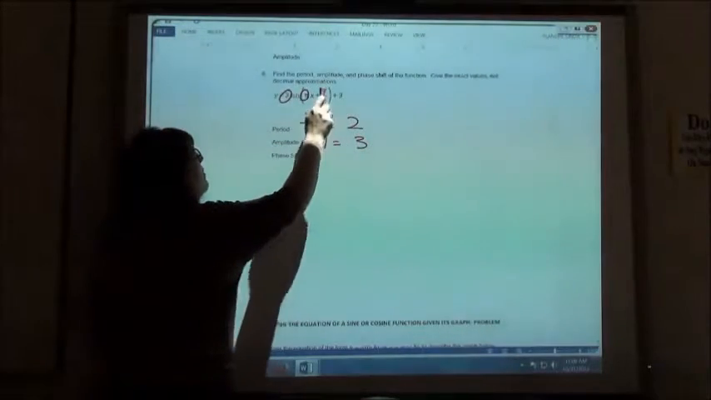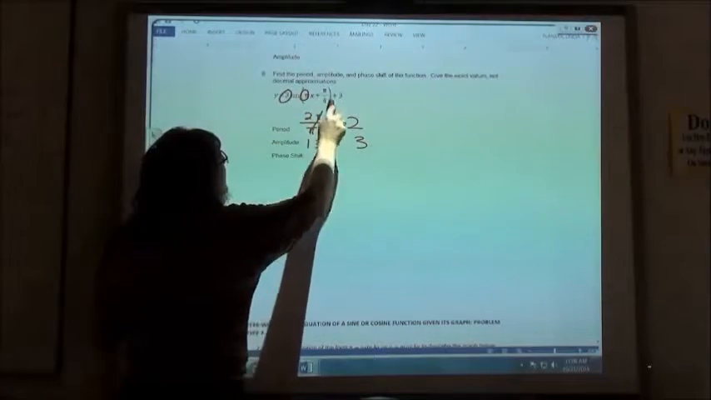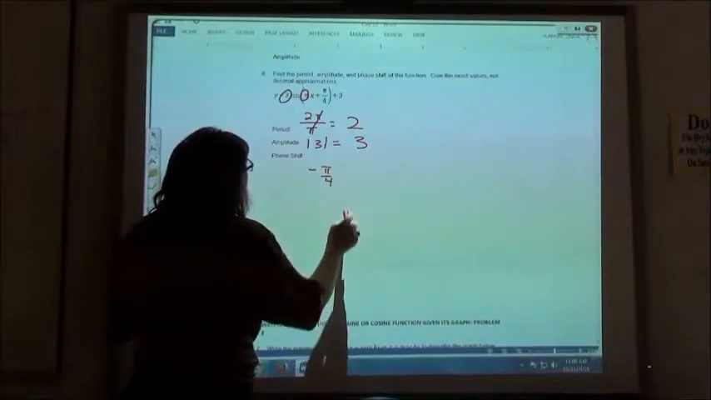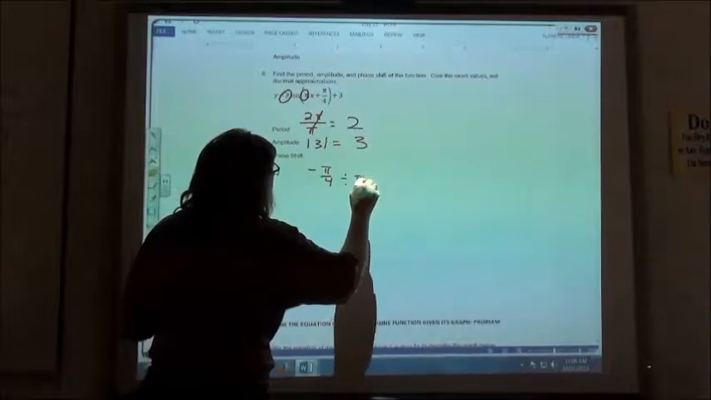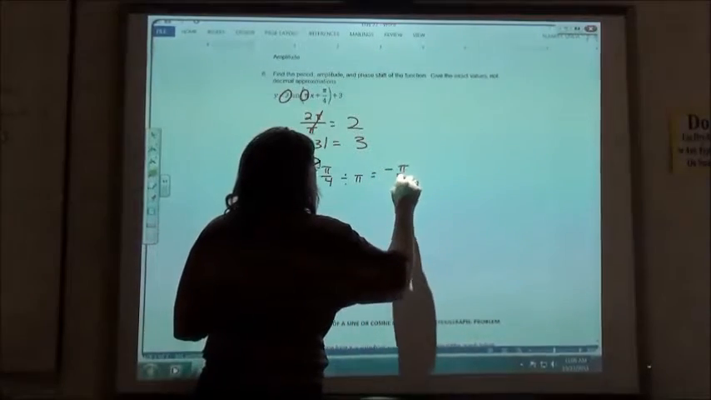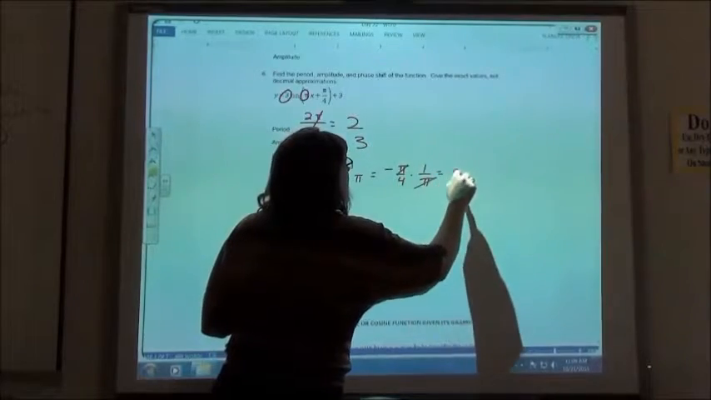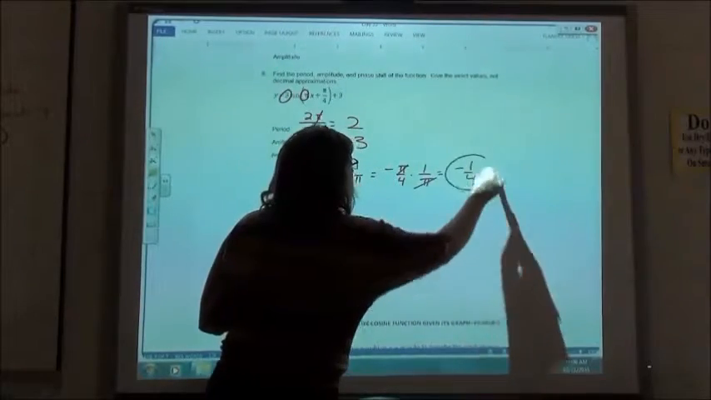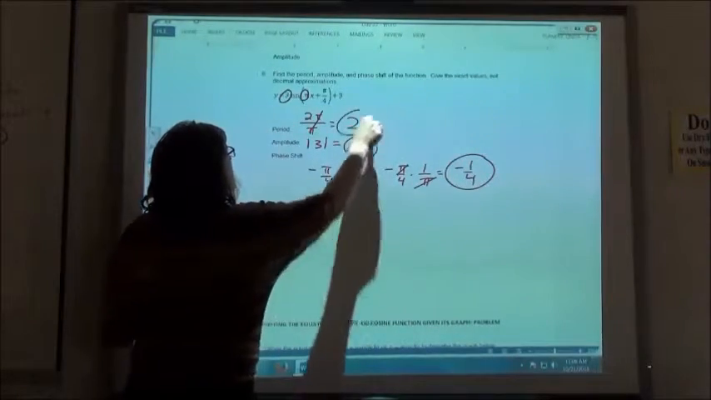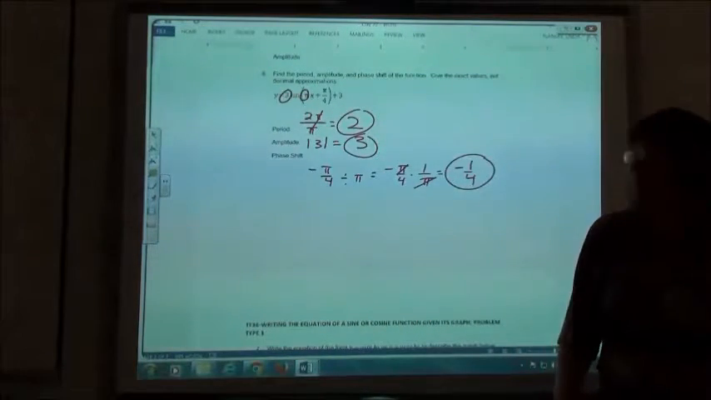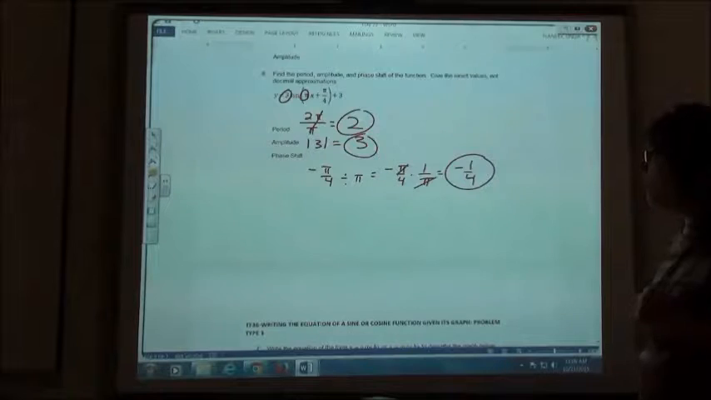My phase shift, my C value, remember that has to have the opposite sign, so -pi over 4 divided by pi. So -pi over 4 times 1 over pi gives me a -1/4 for my phase shift. So my period is 2, my amplitude is 3, and my phase shift -1/4.